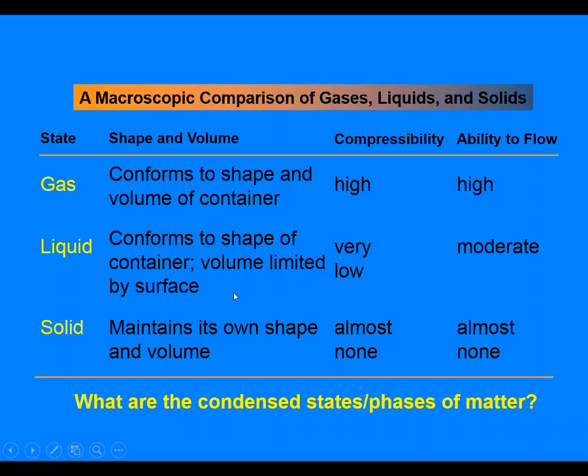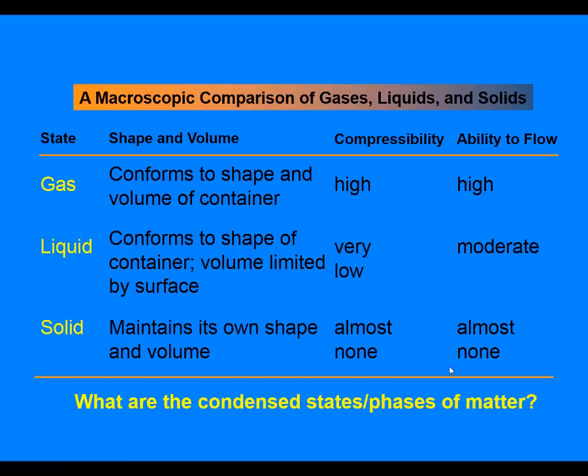Liquids tend to conform to the shape of the container, and they're limited with respect to their volume and by the surface that they have to work with. So basically I have a consistent volume with liquids, whereas gases have a very variable volume. Solids also maintain a specific volume, but they also maintain a shape. Liquids might conform to whatever shape their container has, but a solid will tend to maintain whatever shape it began with. Now, there's almost no compressibility with solids or liquids. That's why we were calling them condensed states of matter.